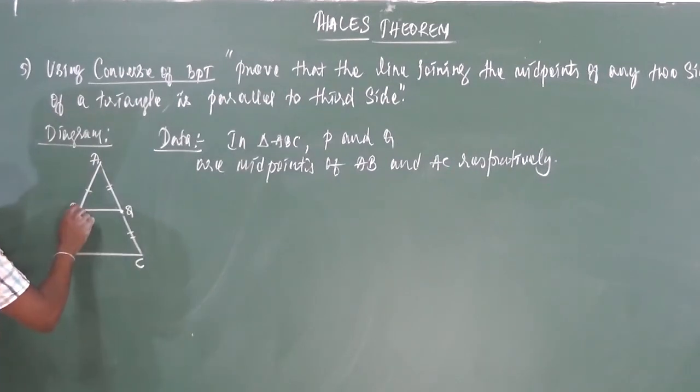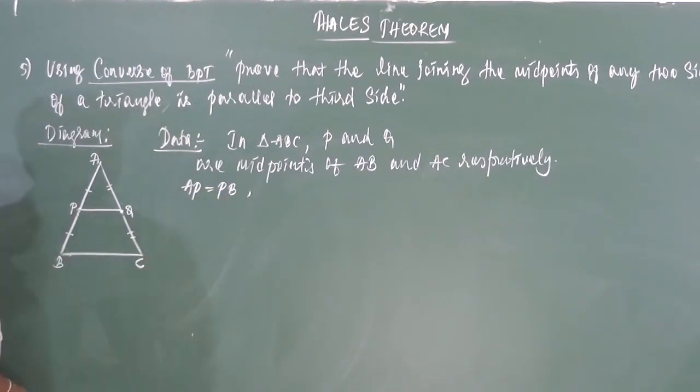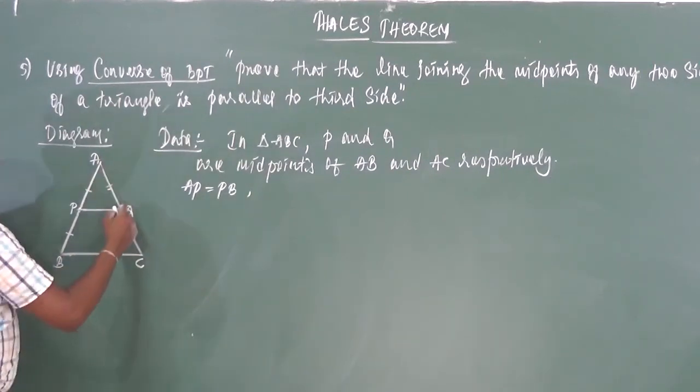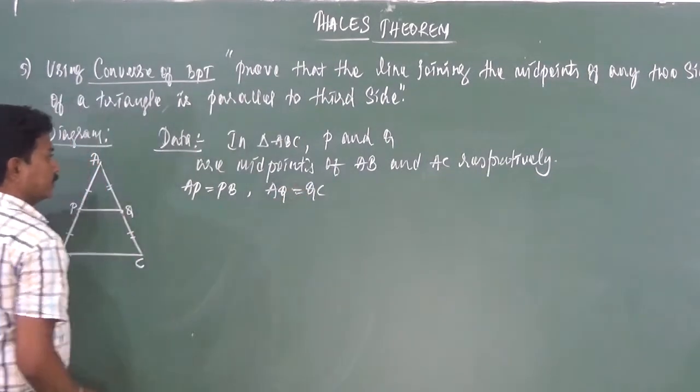Then, if P is the midpoint of AB, then AP is equal to PB. I will write it down for my reference, I may use it in the proof. AQ is equal to QC. Oh, correct. This is enough.